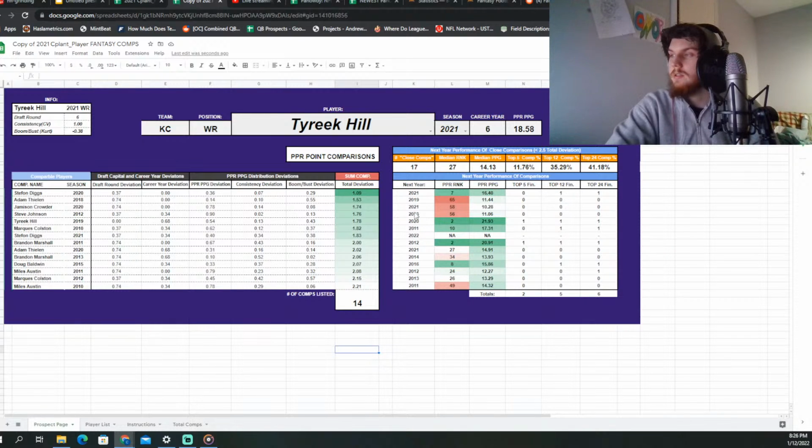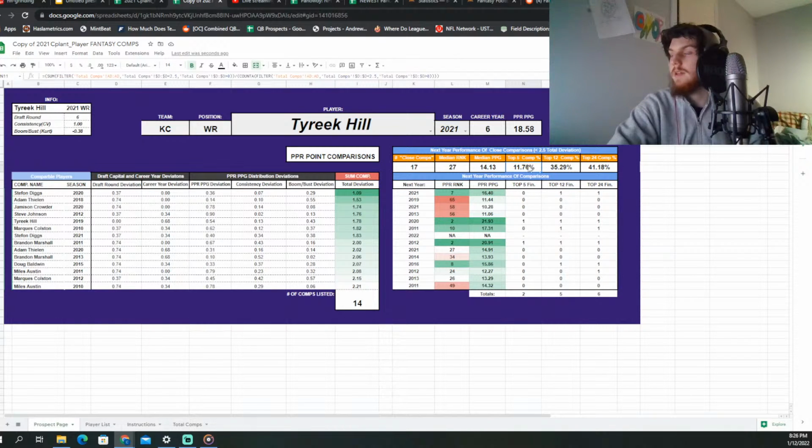And over here, you have the following year, what the player did, what position rank they were. So Stefon Diggs in 2021 was the 7th ranked wide receiver, averaged 16.4 points per game, and finished in the top 12.